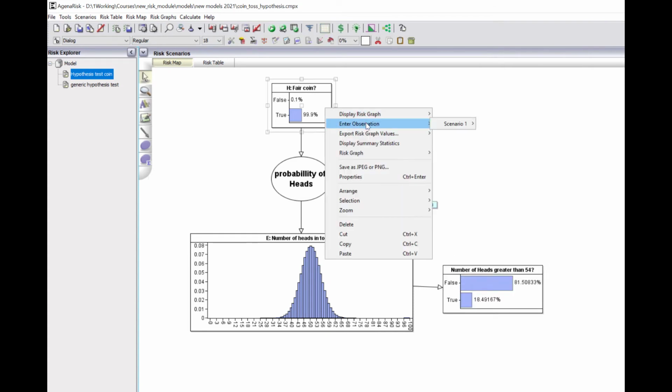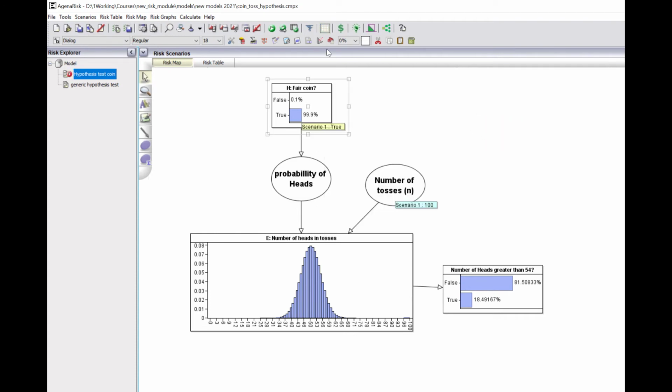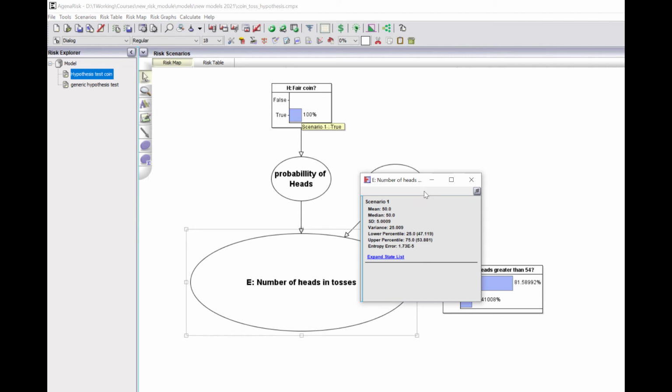Now if we set the fair coin to be true, that observation to be true, and run the model, these distributions change a little bit because that was already a very strong prior, and let's look at what the probability of getting particular numbers of heads are. The probability of getting 55 you can see is 0.04874. In fact, we can actually display all of these.